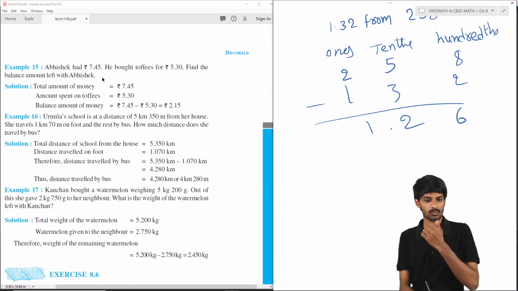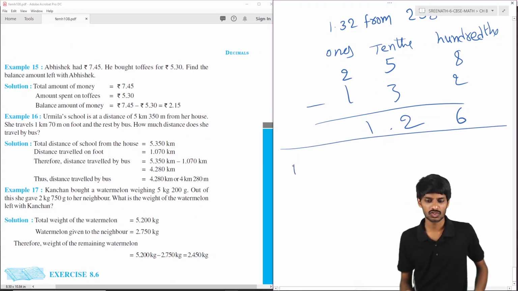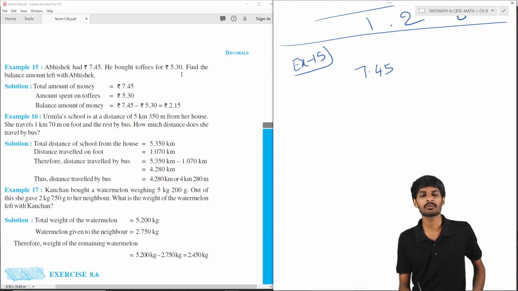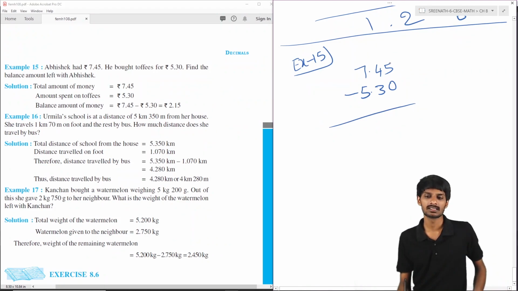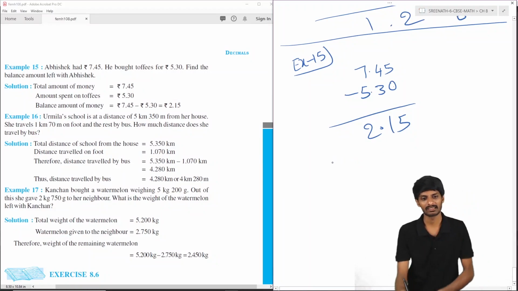So Abhishek had 7.45 rupees. He bought toffees for 5.30. Find the balance left with him. Abhishek is having 7.45 rupees. How much has he spent? 5.3. So we have to subtract 5.30. It's very simple, students. Just subtract the corresponding places. 5 minus 0 is 5, 4 minus 3 is 1, 7 minus 5 is 2, and you write the dot here, like that. That is 2.15 rupees remaining.